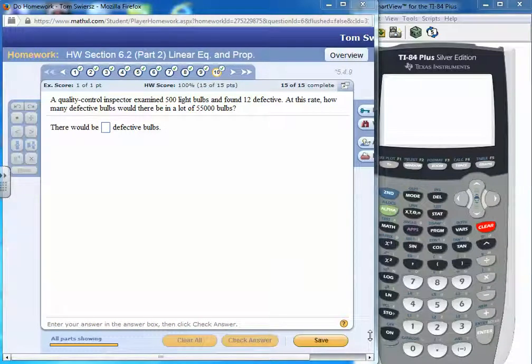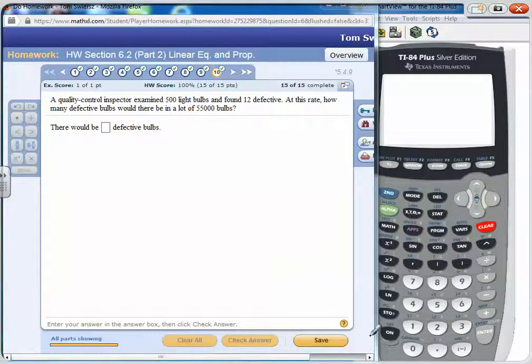Let's begin with homework exercise number 10 from section 6.2, part 2. It states a quality control inspector examined 500 light bulbs and found 12 defective. At this rate, how many defective bulbs would there be in a lot of 55,000?